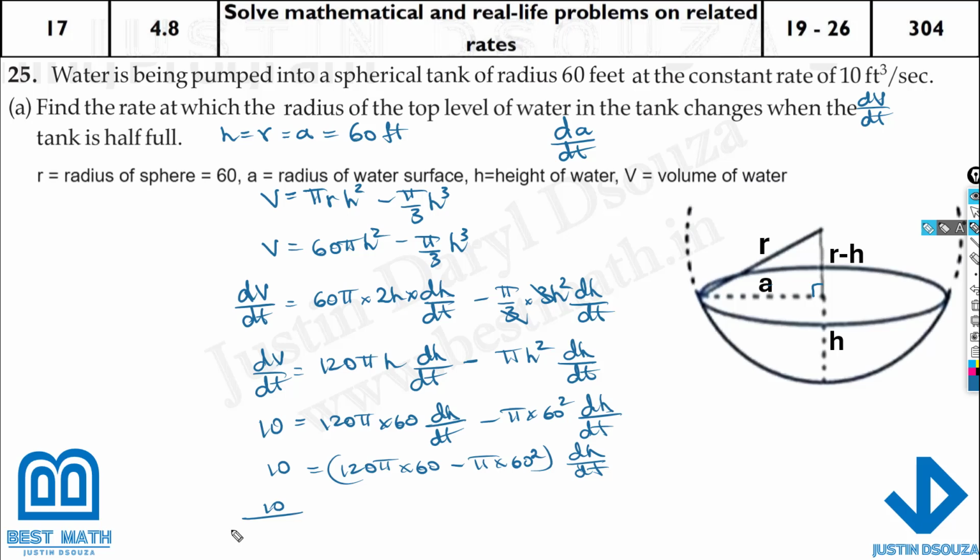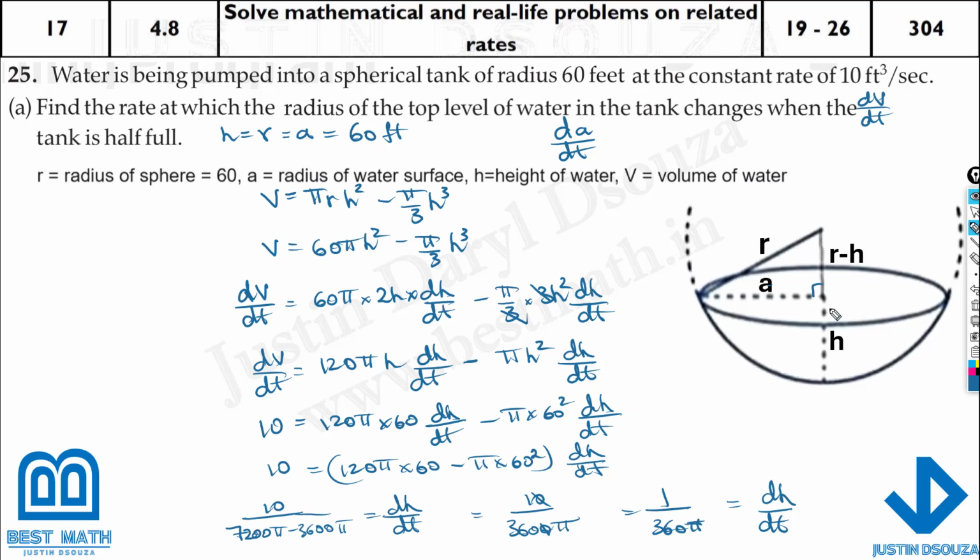So 10 divided by 7,200 pi minus 3,600 pi is equal to dh by dt. What happens here? 7,200 minus 3,600 is 3,600, so it's 10 divided by 3,600 pi. We'll cancel one of the zeros and you will get 1 divided by 360 pi. So this is not the final answer. This is the rate of change of the height with respect to time. So this is very important. This is basically the first step. I hope this much is clear. 1 by 360 pi gives you the rate of change of the height with respect to time.